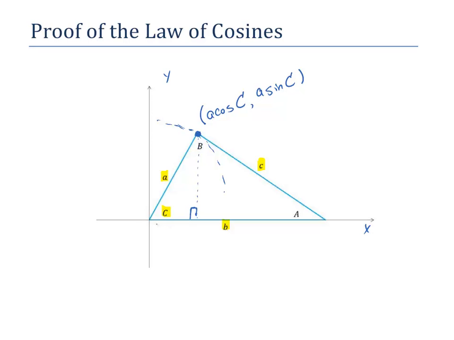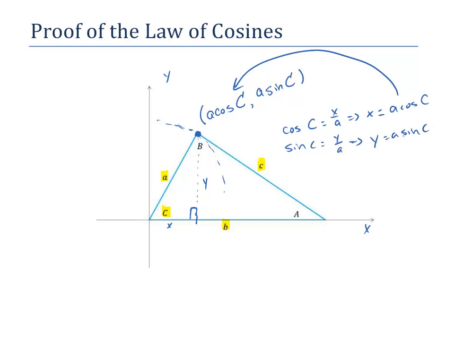You can also look at it in terms of this side here, X, and this side here, Y. We could write down that cosine of C is adjacent over hypotenuse, so X over A, which means X would be equal to A cosine of C, which is exactly what I have as the X coordinate. Similarly, sine of C would be Y over A, which means Y is A sine of C, which is what we have right there. So that's where we get the coordinates for this point.